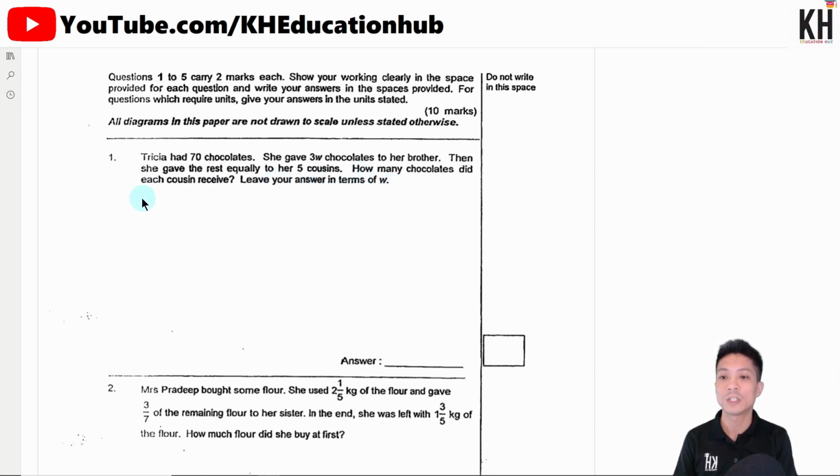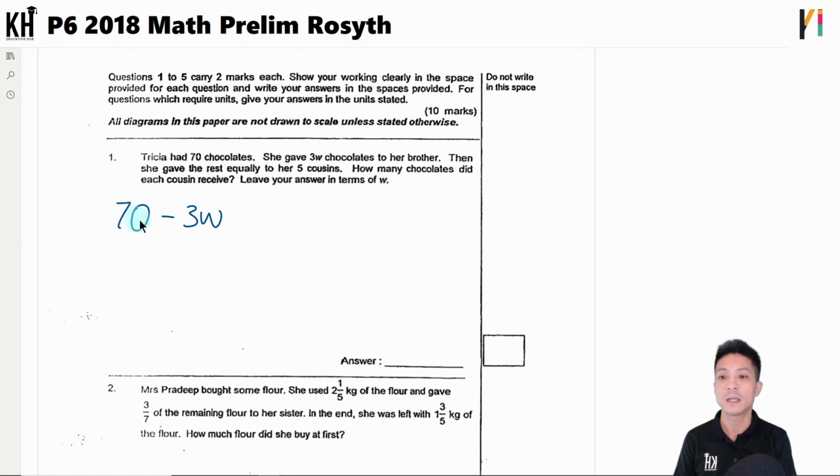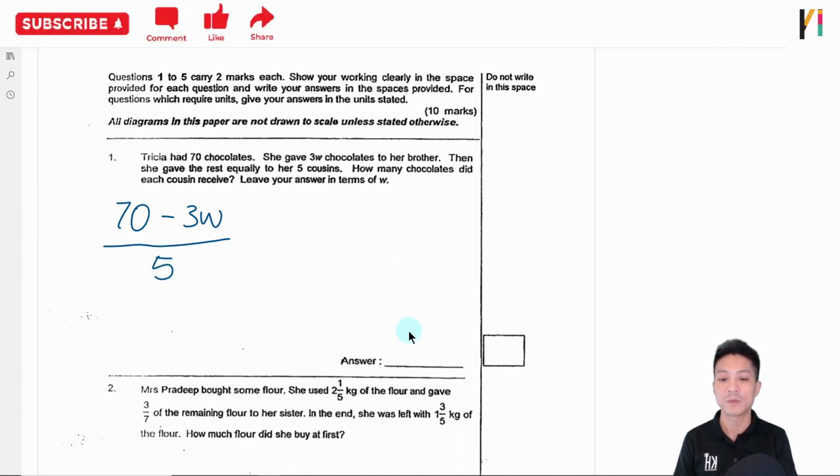So Tricia has 70 chocolates, right? 70 chocolates. She gave 3W chocolates to her brother, and then she gave the rest equally to her 5 cousins. So the rest you divide it by 5. So your answer will be 70 minus 3W over 5.